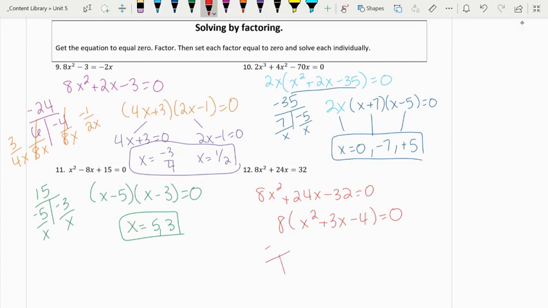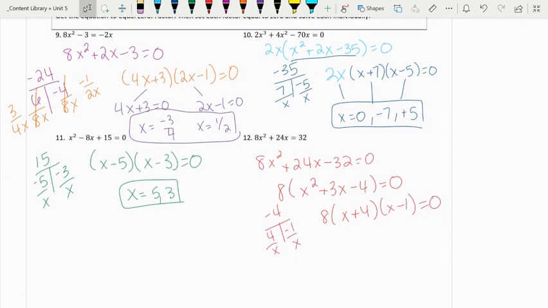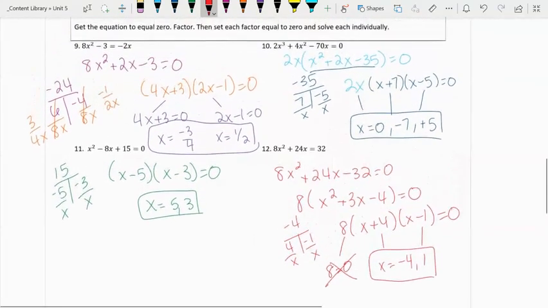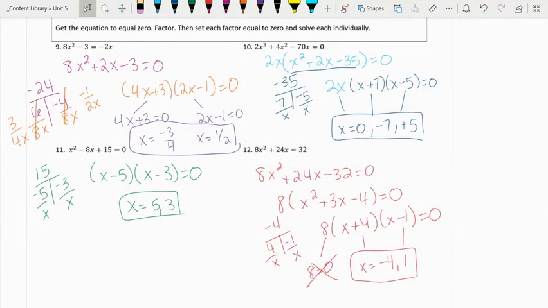First times last gives me -4. I need a +3, so this would be a +4 and -1. So we have 8, and then x plus 4, x minus 1. With the 8, there's no x attached to it, so you would just get 8 equals 0, which doesn't really mean anything. But the next one would give me a -4. The next one would give me a +1. All right. So solving, there's only one extra step. You just need to set each part equal to 0 and say what x has to equal.